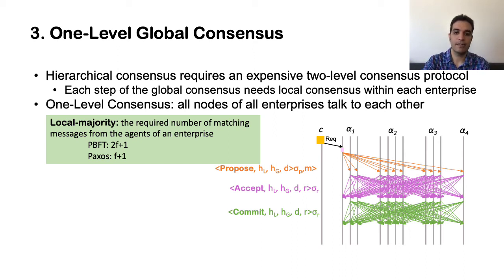But note that here we have communication among all nodes. So we assume that enterprises know the nodes of other enterprises, whereas in the previous one, we assume that enterprises do not know what are the nodes of each other. So they just know that there is an enterprise, and we don't know what's happening within that enterprise. So this is like a trade-off.